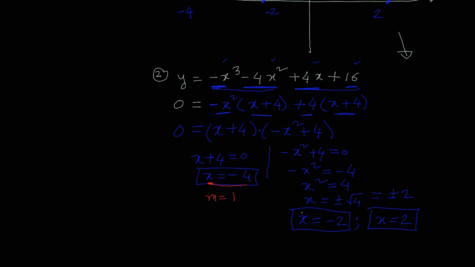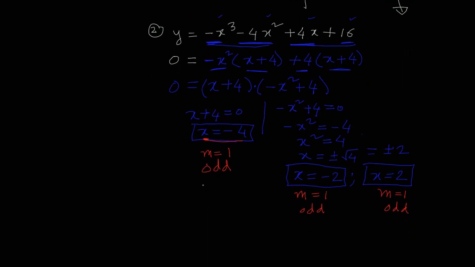x equal to -4. Okay, and what about x equal to -2? Only one time, so my multiplicity is 1. And similarly, multiplicity is also 1 for x equal to 2. So these are all odd multiplicity, and that means these are going to cross the x-axis. Okay, so my function is going to cross the x-axis at all these points.